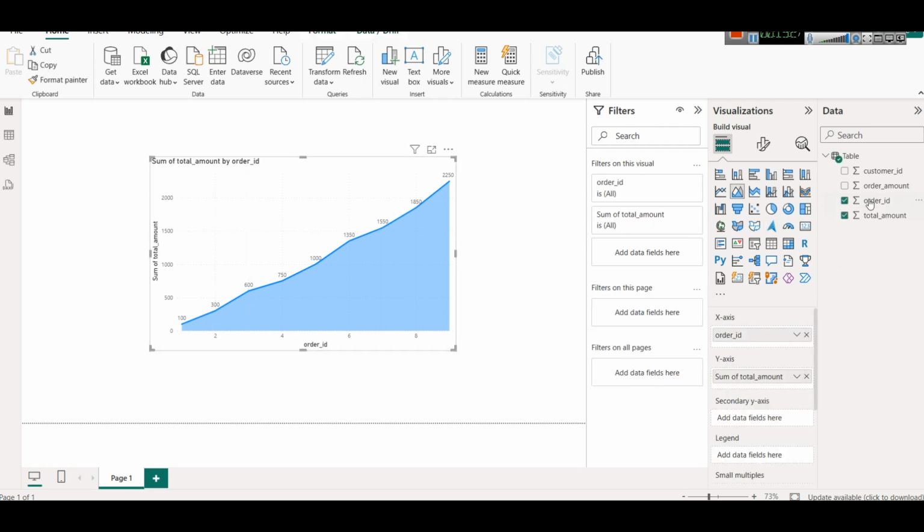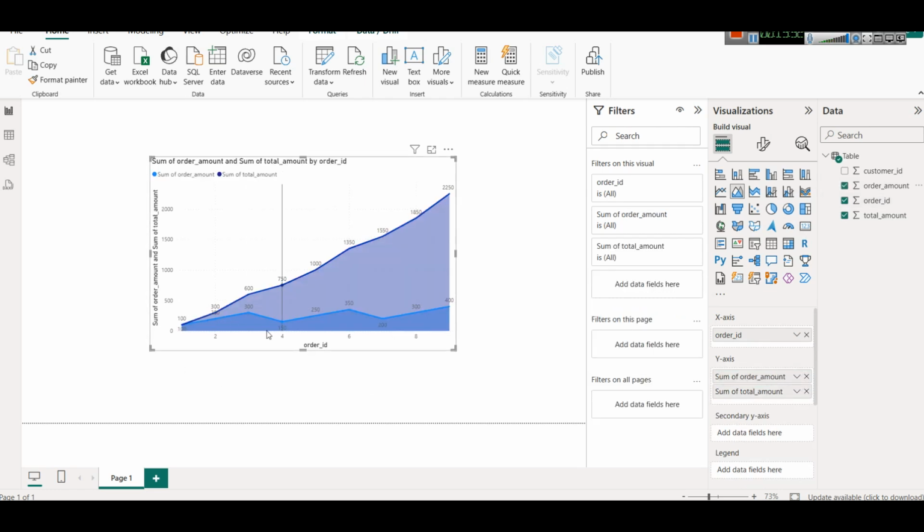And actually if you put order amount, you will see order amount gives you a different indication. Order amount just tells you that for each order how much did we earn. But this cumulative total or running total will tell you that after each order what was the total earning, considering previous earning also. So sum of order amount is basically telling for each order what is the order amount.